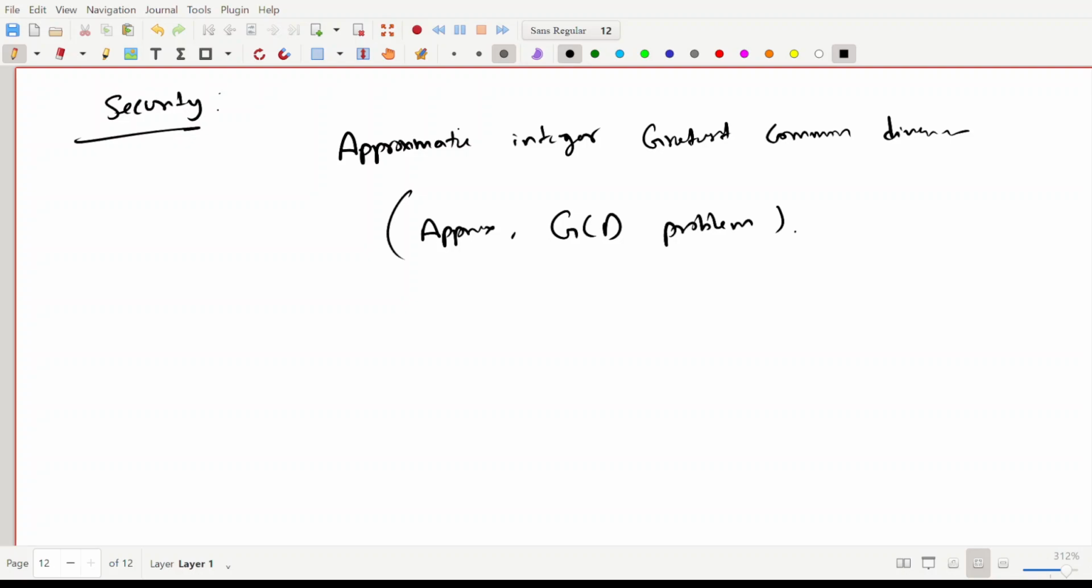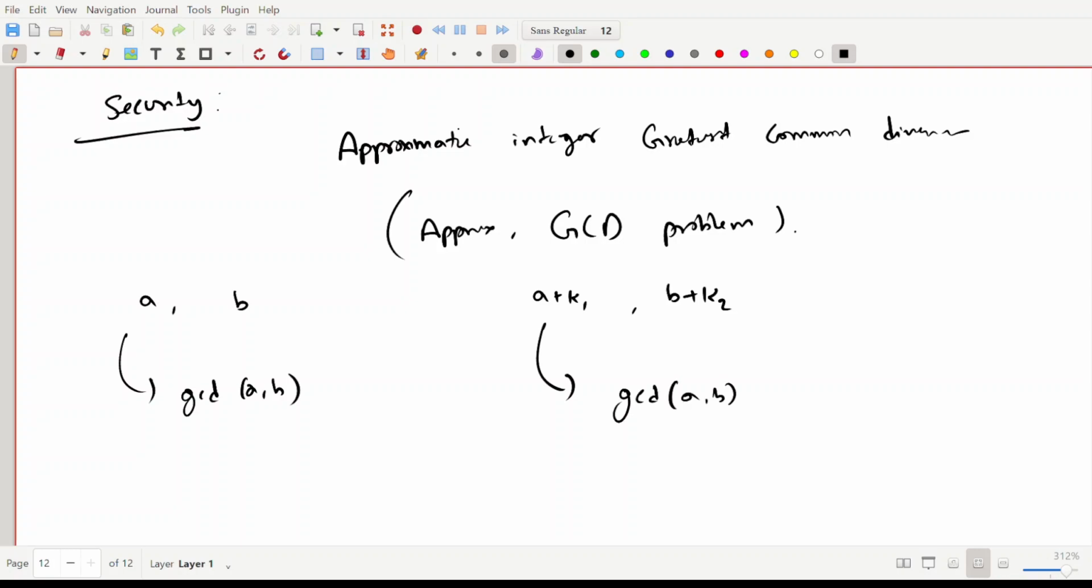So what is the approximate GCD problem? To give you a simple example, suppose I am having two numbers A and B. You can easily calculate the GCD of A and B. Correct? Now if I add some error to this A and B, say A plus some e1 and B plus some e2, very small error, then can you still get the GCD of A and B by using these two? That is the question. This is a hard problem. Correct? You cannot do that.